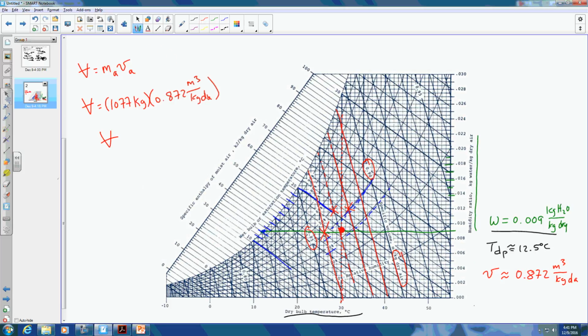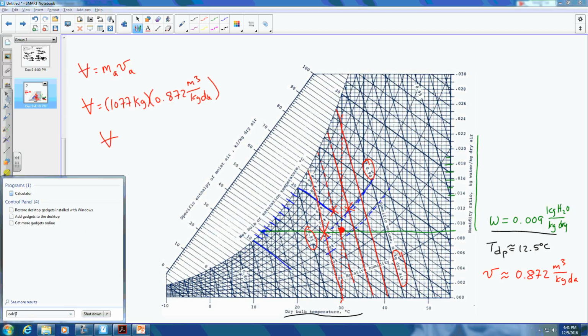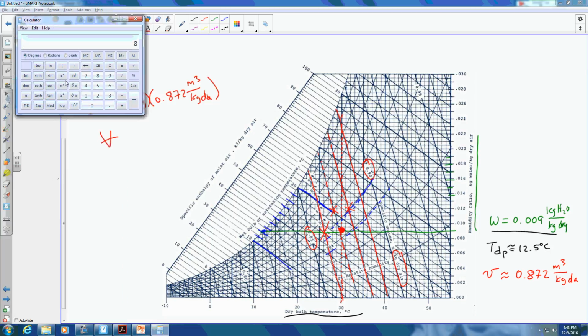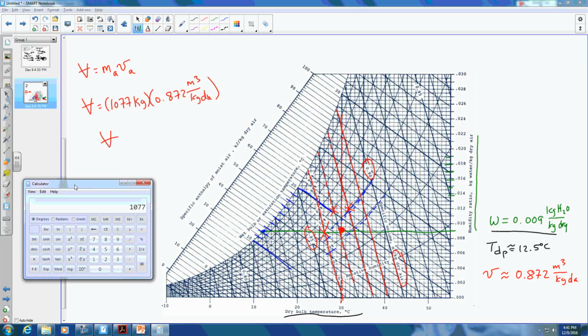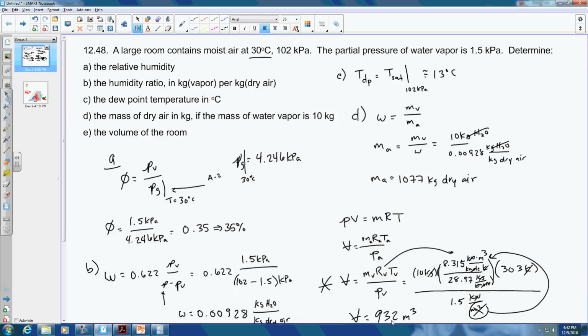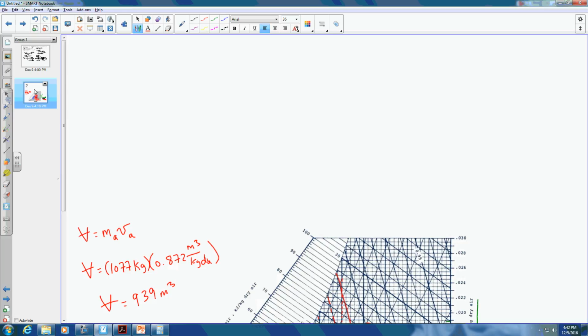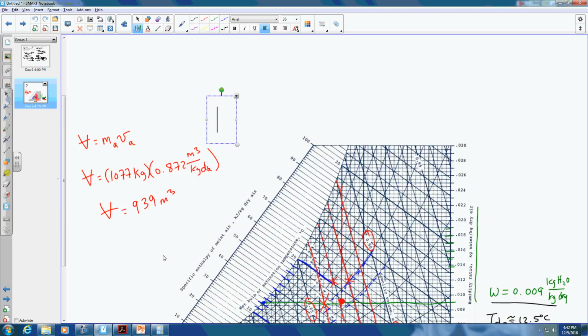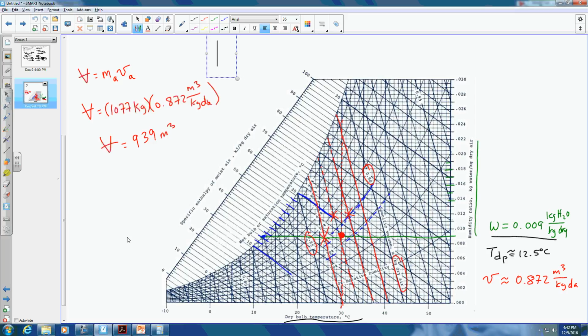Let me just pull up the calculator here. So if I perform this, 1077 times 0.872, it's going to be equal to 939 meters cubed. We compare that to the volume that we had before, 932 meters cubed. Really close. So the advantage of using our psychrometric chart is that it's just a little bit faster, but you can get there either way. So there you go.